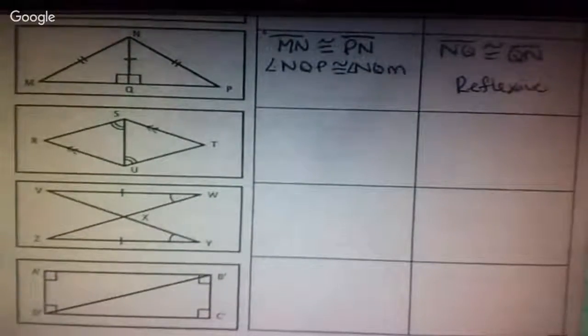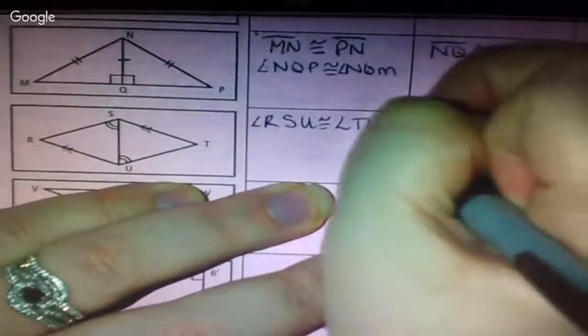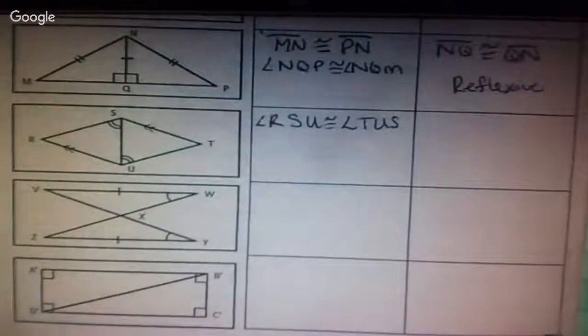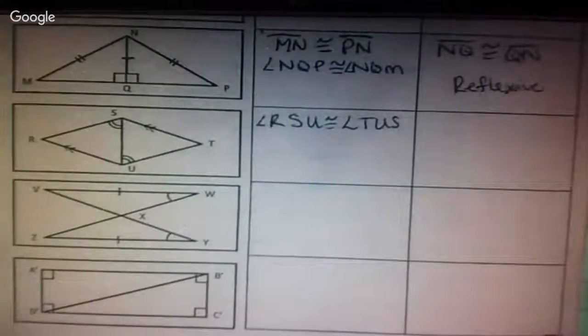Take a look at this one. They tell us that angle RSU is congruent to angle TUS. Uh-oh. They only gave us one piece. It's a parallelogram. You are absolutely correct. That's what these marks mean. This line and this line are parallel to each other. That means the other ones are too.